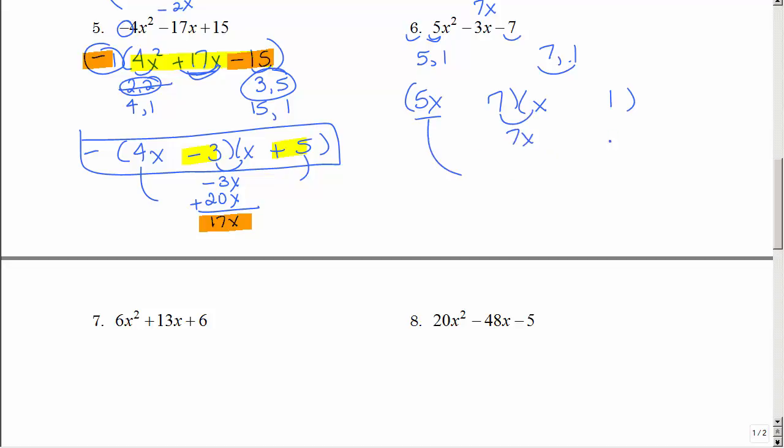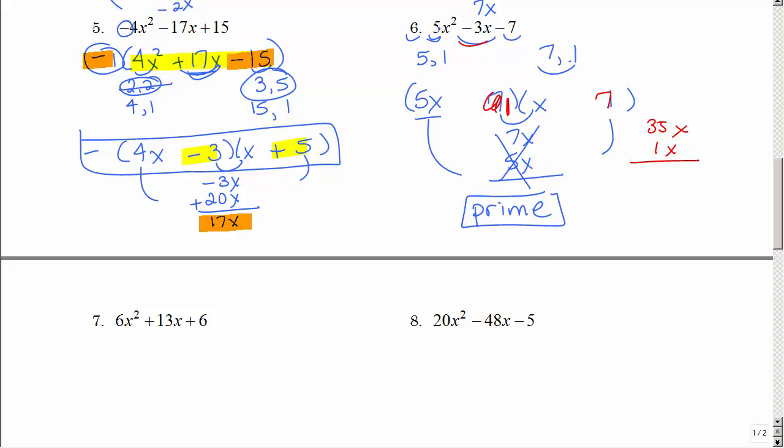That's going to be 7x. That's going to be 5x. Well, if I add them, I get 12. If I subtract, I get 2. I don't get 3. Well, but if I put the 7 here and the 1 there, I'm going to get 35x and 1x. Well, that also doesn't get negative 3. Have I tried everything? Yes, I have. So this is prime. This cannot be factored any further. I know, those are not fun, but at least we didn't have that many things to try.